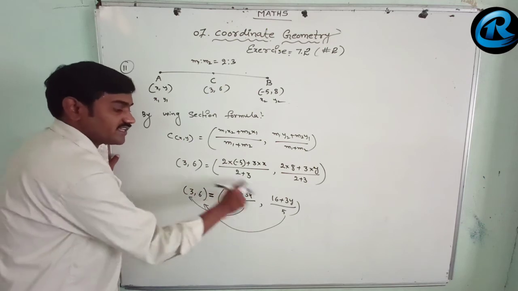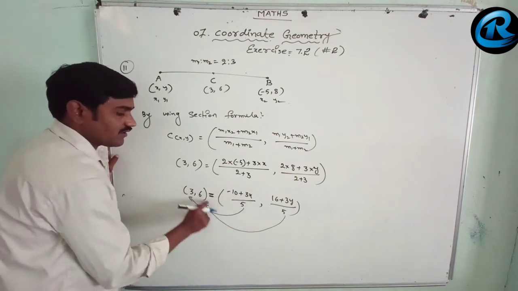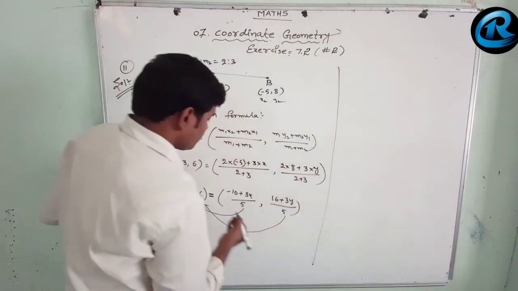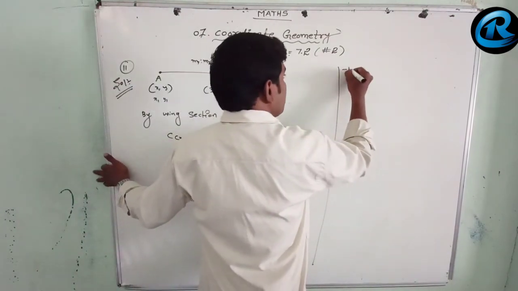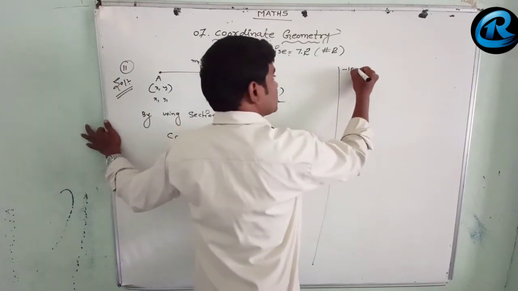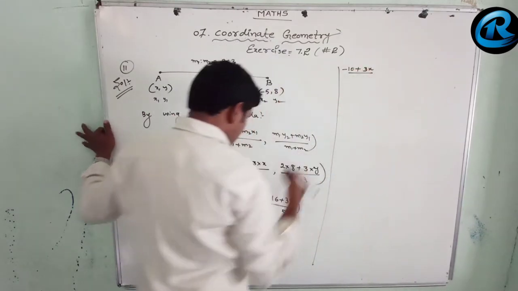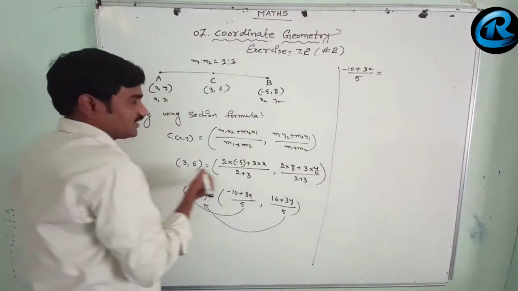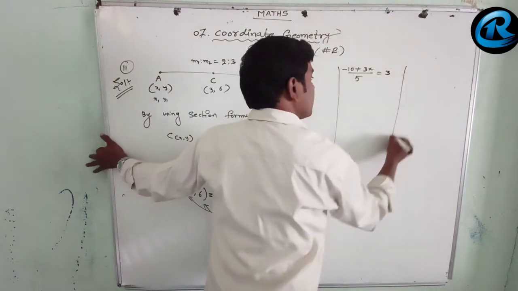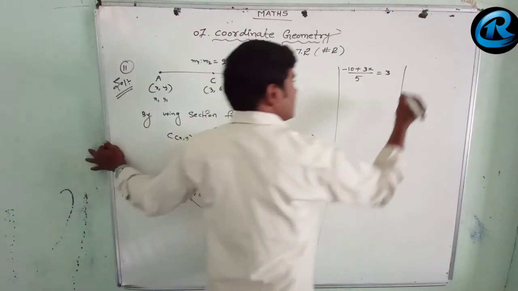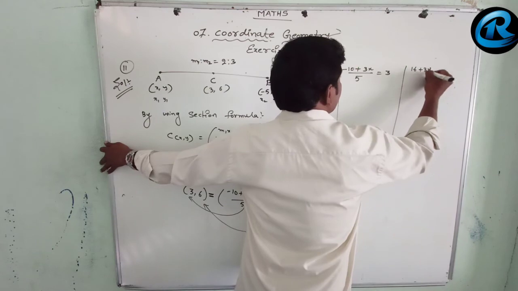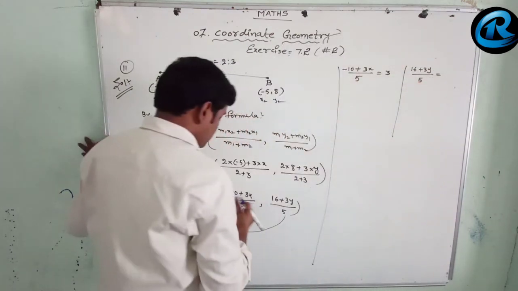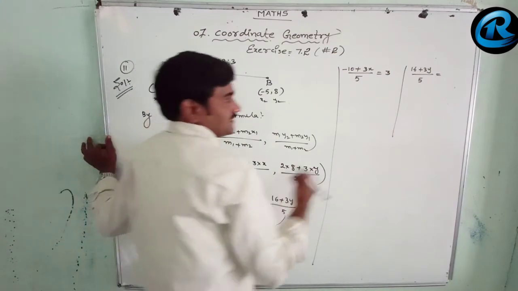Here the x coordinate equals its x coordinate, and the y coordinate equals its y coordinate. Let us make it like that and we'll solve the problem. First, (-10 plus 3x) by 5 is equal to the x coordinate 3. Next, (16 plus 3y) by 5 is equal to the y coordinate, 6.